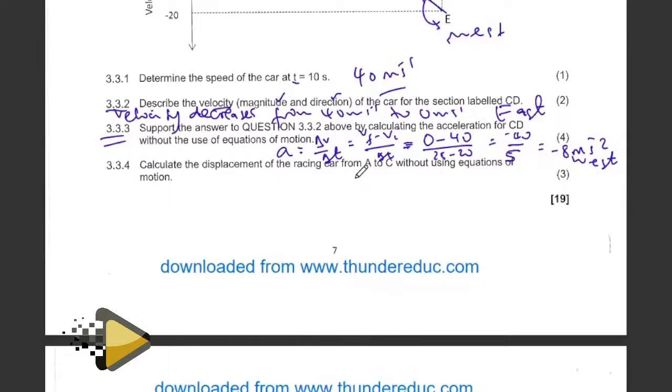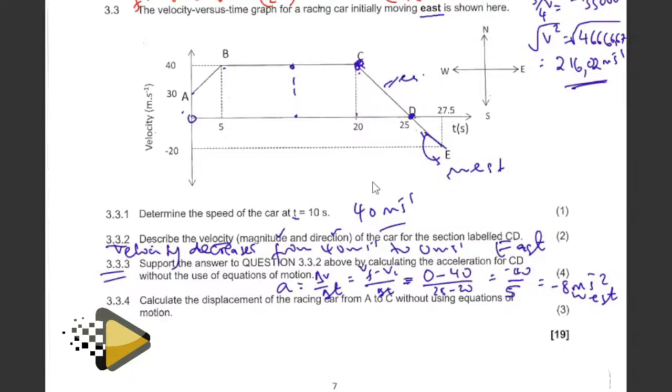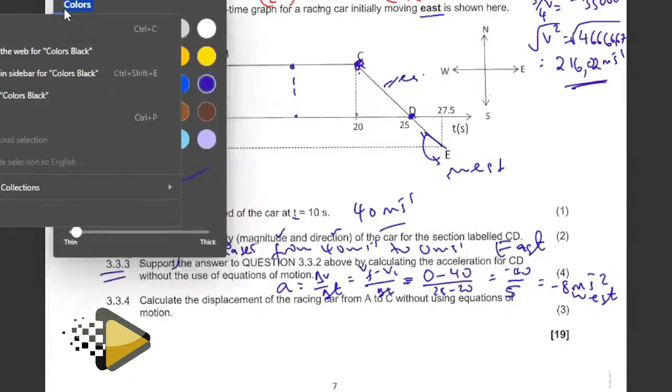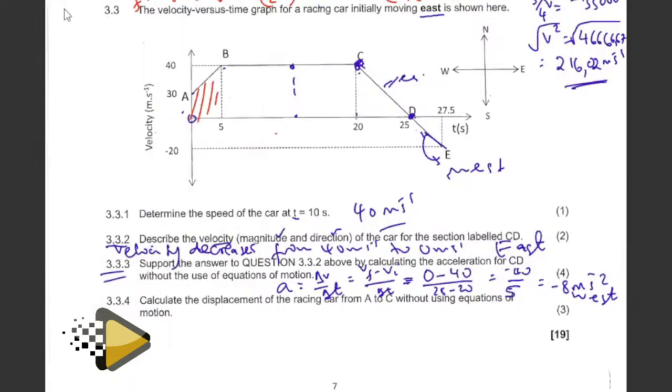Okay, then 3.3.4, calculate the displacement of the car from A to C. So when they ask for the displacement, they are literally asking for the area under the graph. Okay, area under this graph. So it's your choice how you want to do it. Okay, so I can start by looking at, what am I looking at? I can call this A, or I can call this shape 1 and 2. So this is a trapezium, and then this is a rectangle. And then I can find that area.